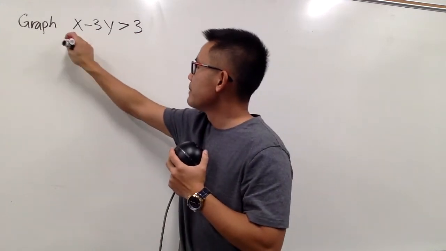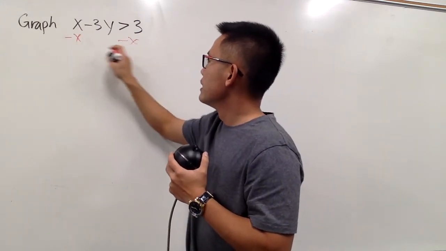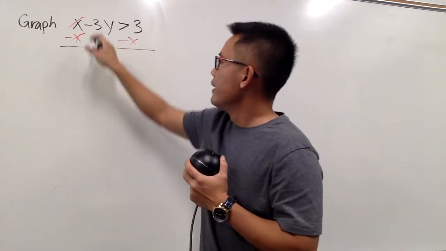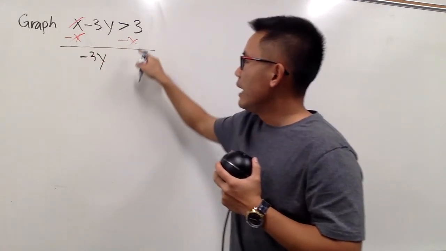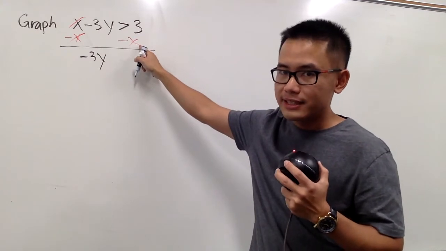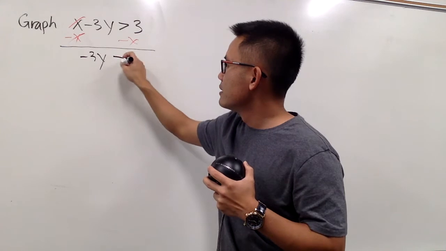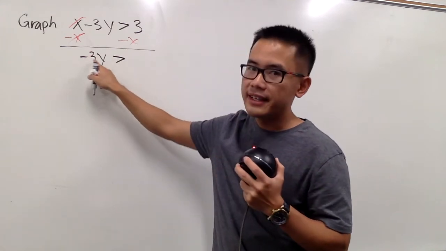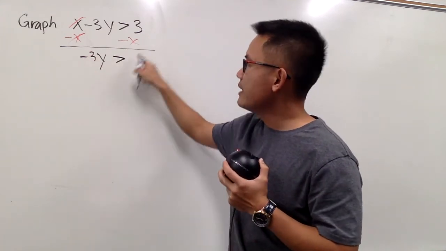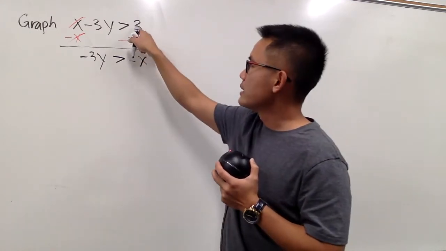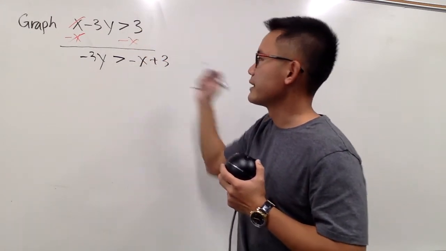So, right here, that's minus x on both sides. This way, this and that will be gone, and we'll just write down negative 3y. We only subtract the x on both sides. We are not going to change the inequality. We bring this down, okay? So we have negative 3y, that's greater than, and this is negative x. We put that down first. And that was a positive 3, so we write down plus 3, like that.